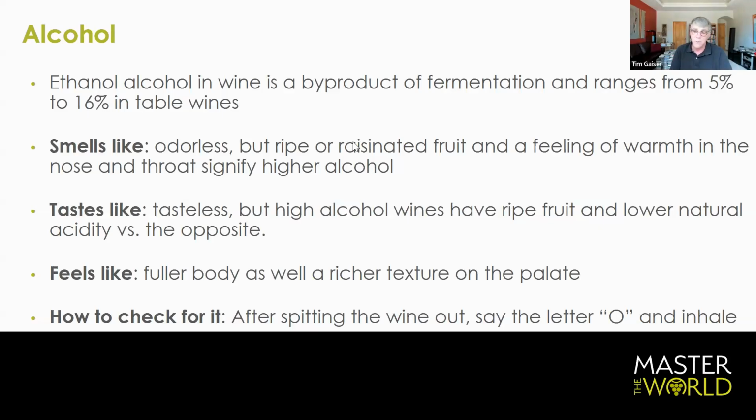What does it smell like? Well, it smells like really ripe or raisinated fruit. Of course, you've got the sensation of warmth in your nose and then your throat and even in your chest. I call it the Grey Goose effect, when you've got the full body heat going down. You don't get that in wine. Only with cocktails. Okay. What is alcohol? What does it taste like? It's tasteless, but really you connect it to really, really ripe fruit. Okay. And then it feels like, as I mentioned, heat, your body senses alcohol as heat. And how do you check for it? When you spit the wine out, you say, oh, and you inhale. And then you really get a good gauge of it.